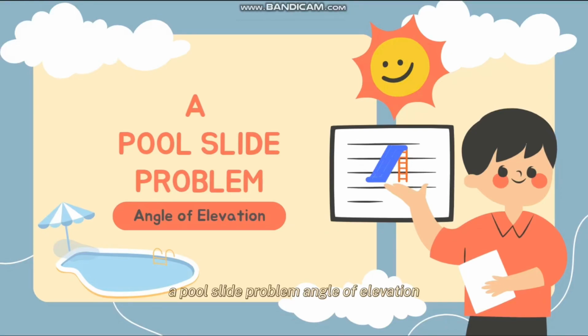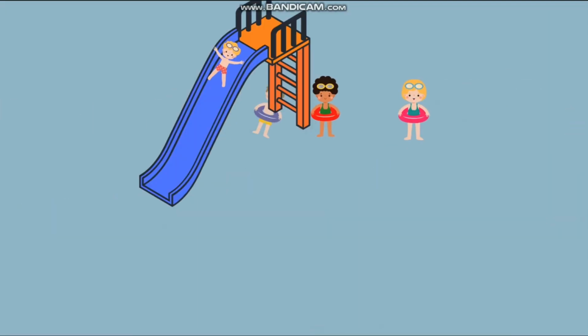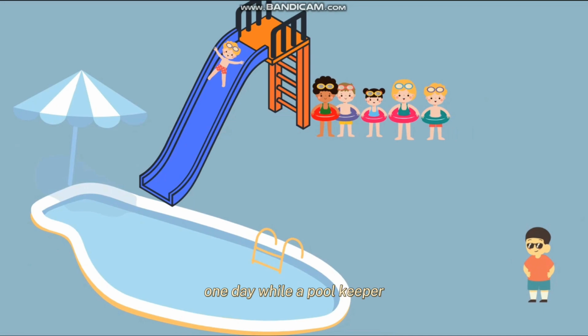A pool slide problem. Angle of elevation. One day, while a pool keeper was wandering around and walking to see if anyone is experiencing problems or difficulties, a child suddenly approached him.